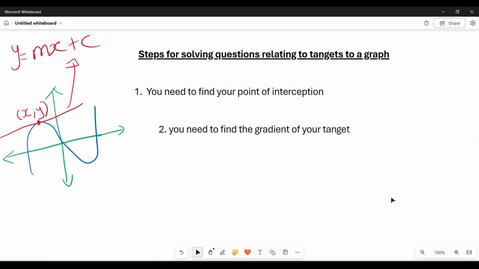Now, as I was saying, if they ask you to determine the equation of your line, which is a tangent to your graph, first you need to find your point of interception. Secondly, you need to find the gradient of your tangent. Now, how would you go about finding the gradient of your tangent? Always, for the gradient of your tangent, you would need to take your first derivative, and in the equation of your first derivative, you're going to substitute the x value of your point of interception.